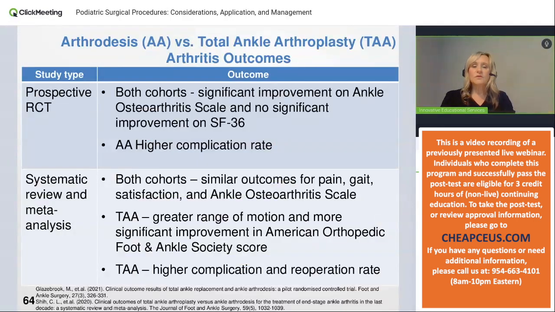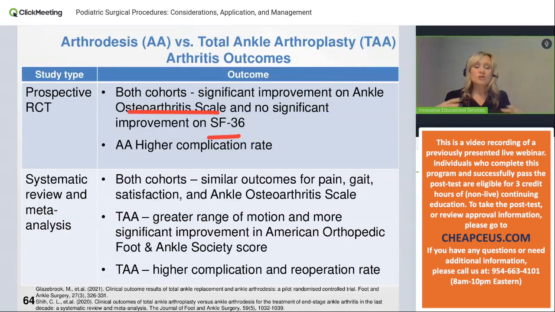In terms of our outcomes for arthrodesis versus arthroplasty, they are seeing significant improvements in both cases in the SF36 and the osteoarthritis scale. When we look at comparisons in those two, the osteoarthritis scale seems to be more sensitive to changes in individuals with these procedures versus the SF36. There is a little higher complication rate in patients who have arthrodesis because of the malunion or non-union risk.